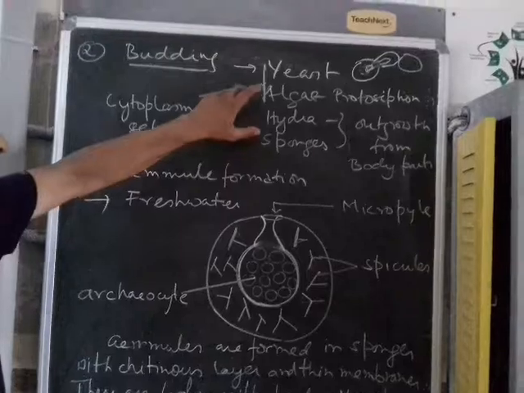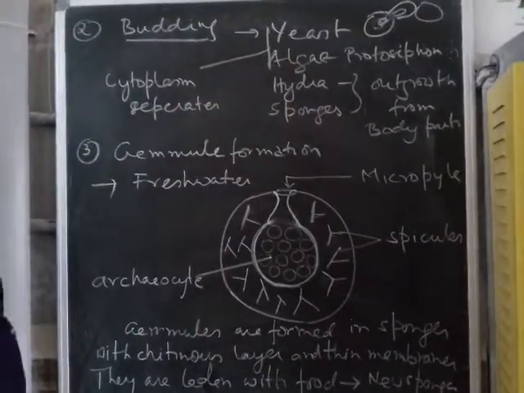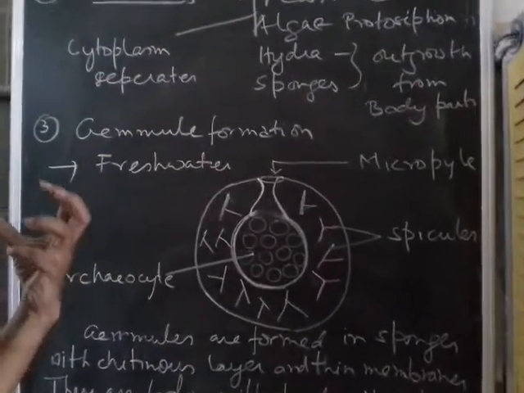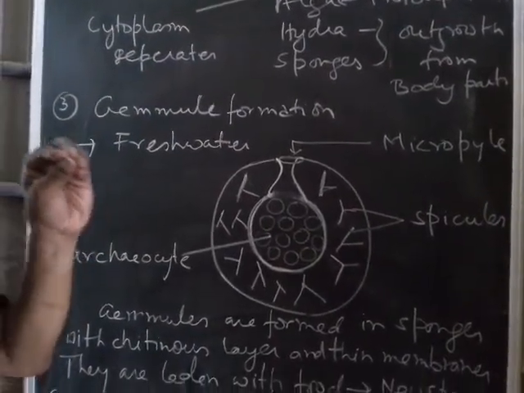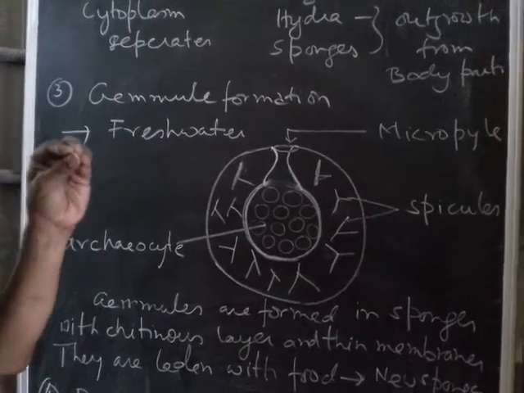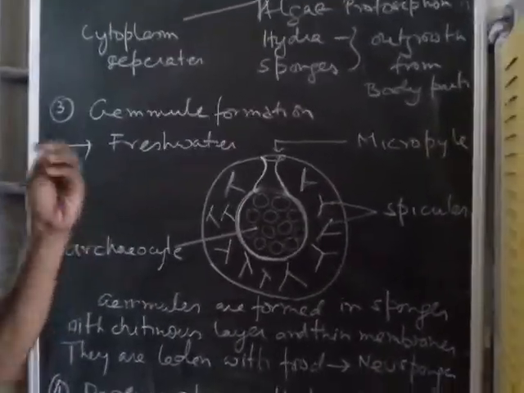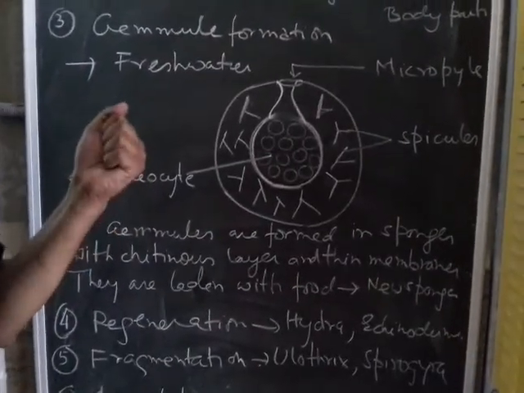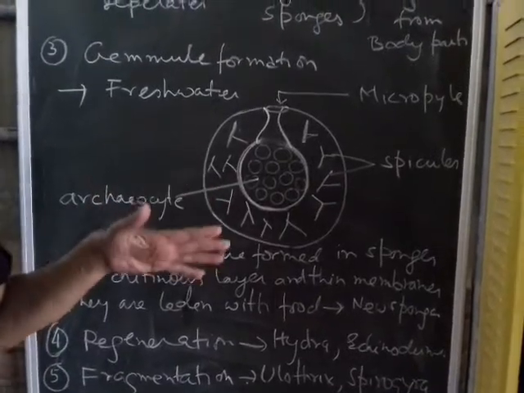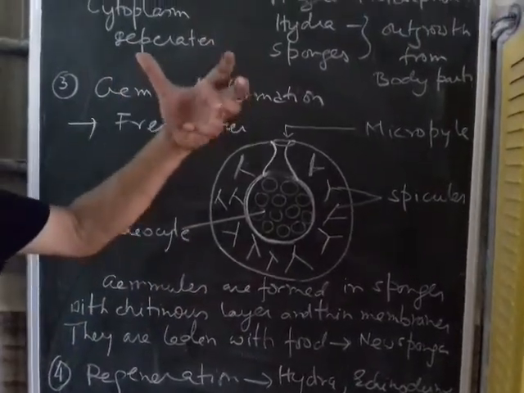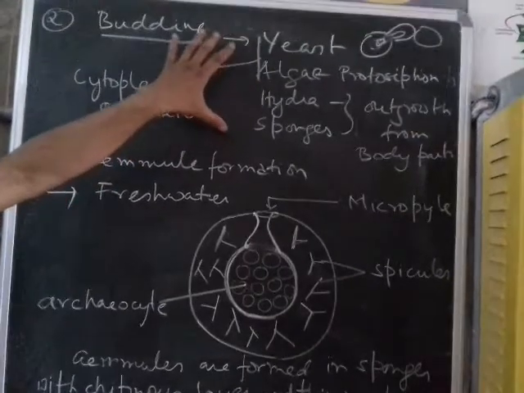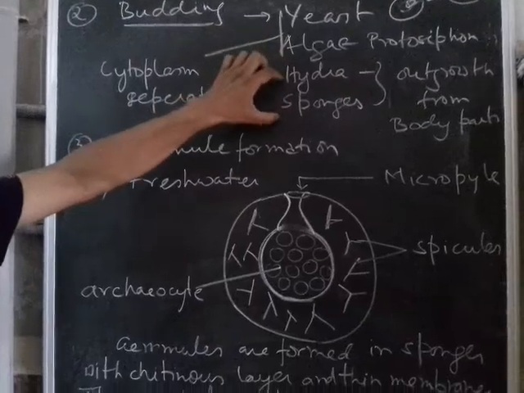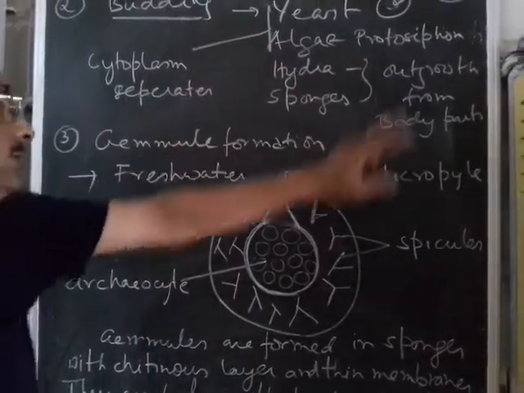In algae, of course, like in certain algae like Protosiphon, this type of budding is seen. In hydra and sponges, of course, they are multicellular. So there, a small outgrowth occurs on the multicellular organism like hydra or sponge. This outgrowth arises from the body wall and forms a cavity with tentacles. If it is detached from the parent body, it gives rise to a new individual. So that is a type of budding seen in multicellular organisms like hydra and sponge. So we say there is an outgrowth from the body part.